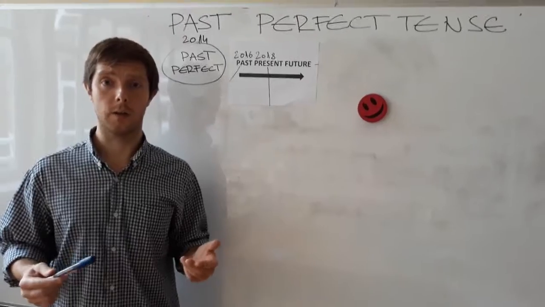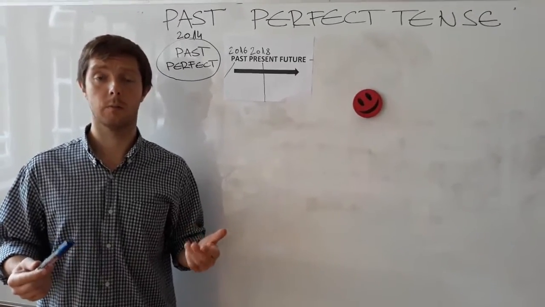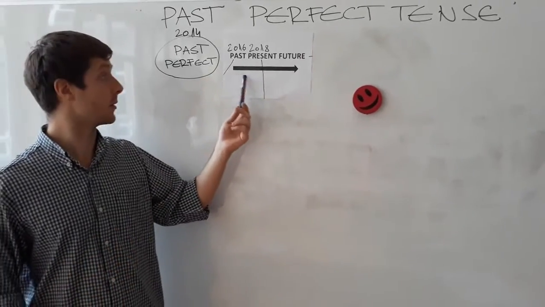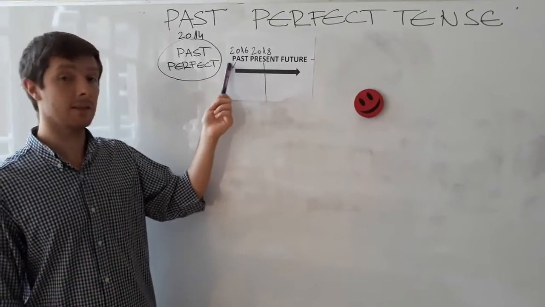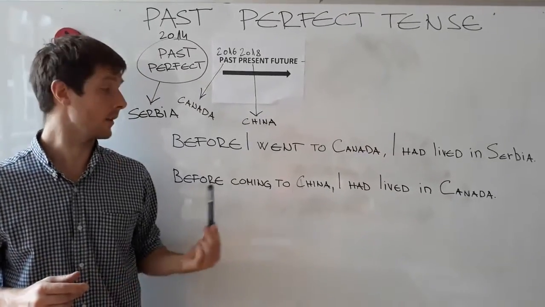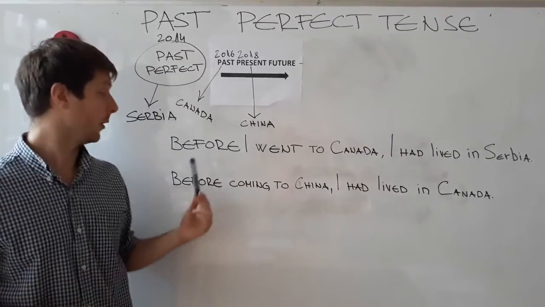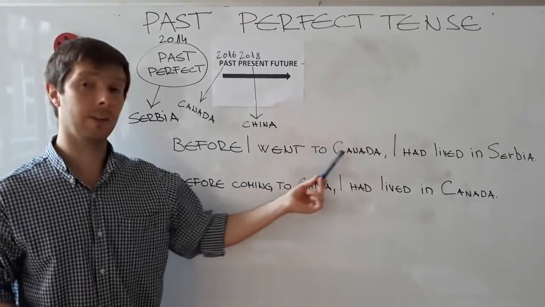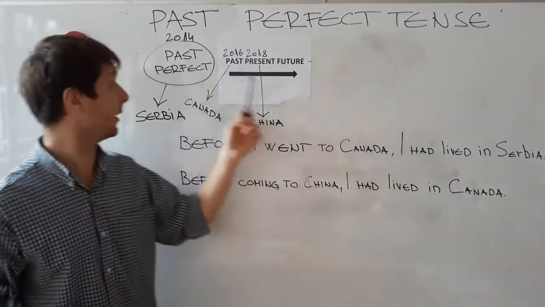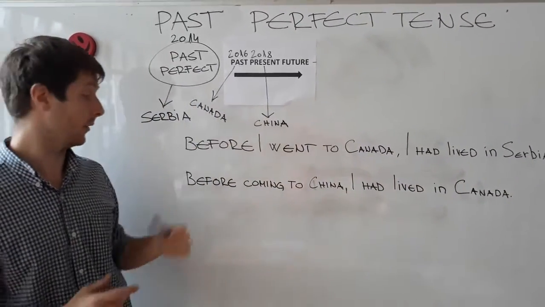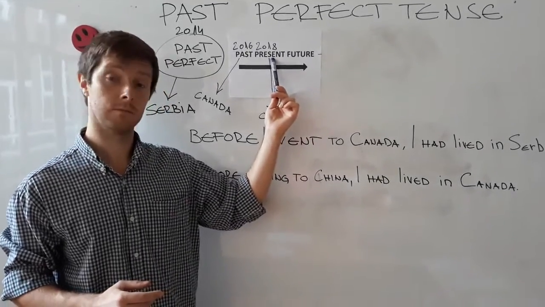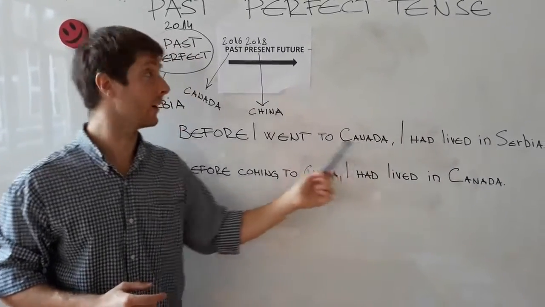We already talked about two past actions, but we will better understand it if we take a look at this timeline. So, before past is past perfect tense. So, these are the examples. Before I went to Canada, I had lived in Serbia. And before coming to China, I had lived in Canada.